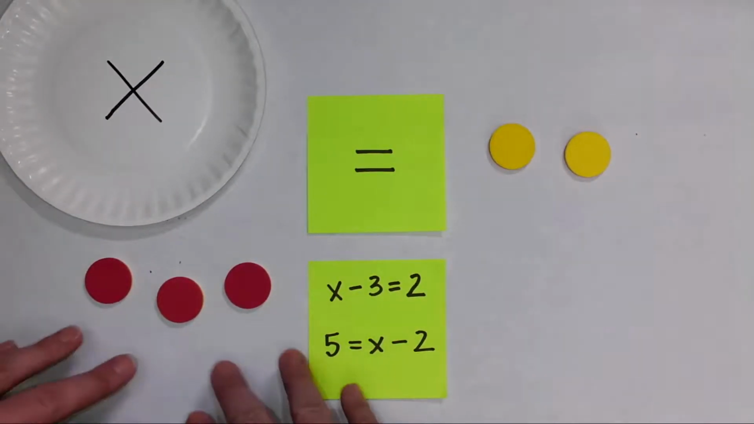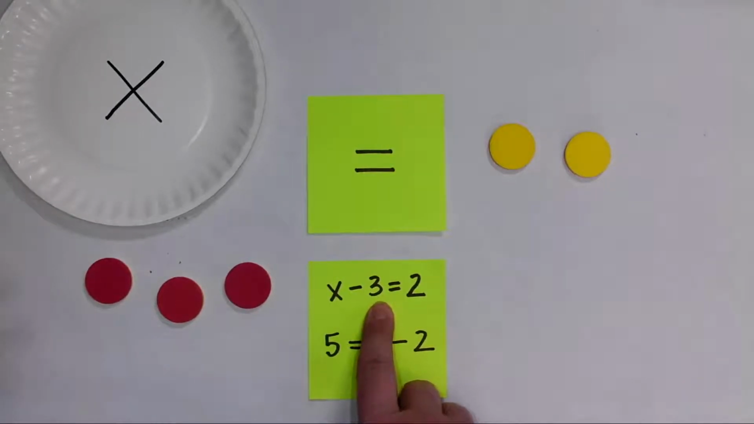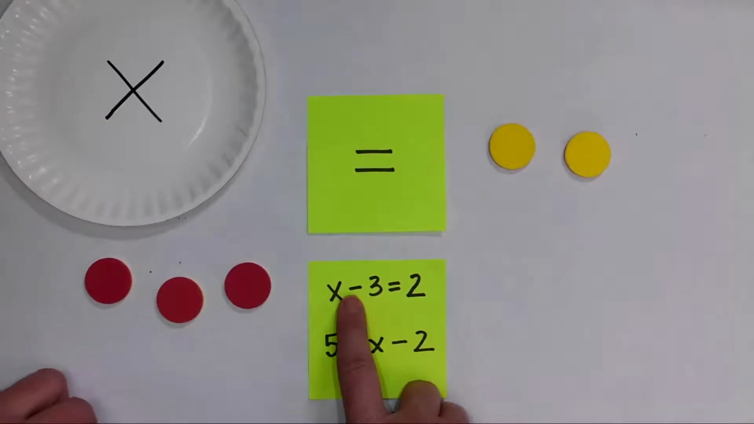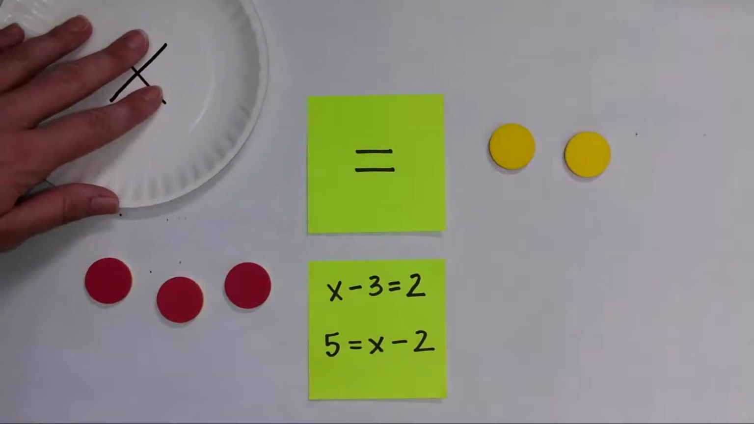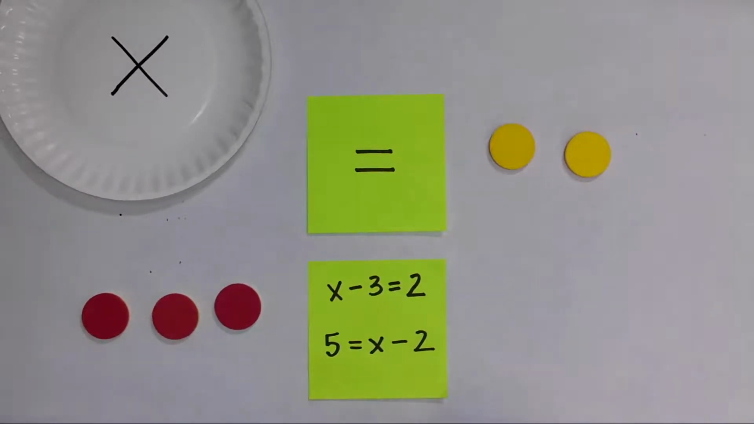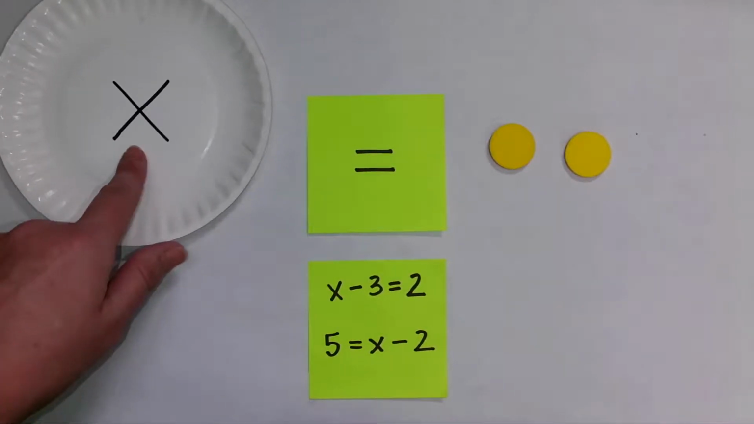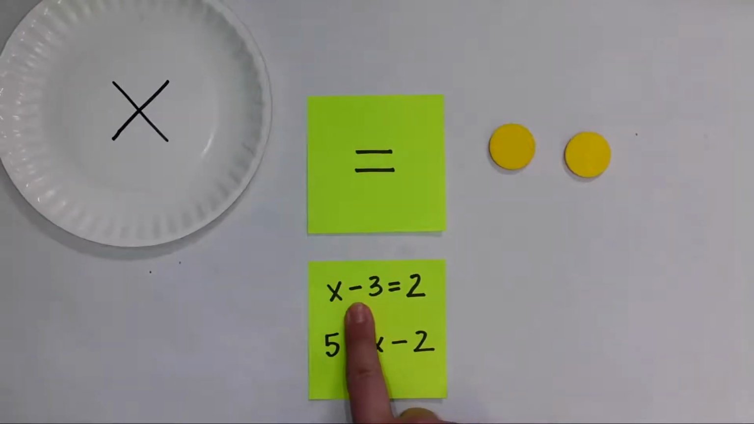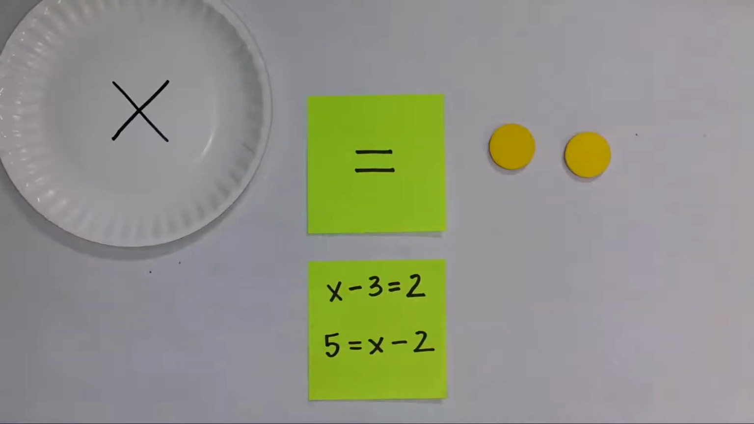Now, one of the questions that you might have is, well, wait a minute, why do you have 3 reds or 3 negatives out there? Because you're actually subtracting positive 3. So I'm just going to do a little bit of a side story to tell you why this works. And this is an important thing to explain to students. So here, let's just imagine I've got my x set up, and we need to subtract 3. That 3 is positive because there's no negative symbol directly preceding the 3.